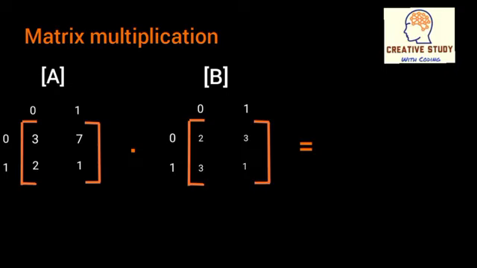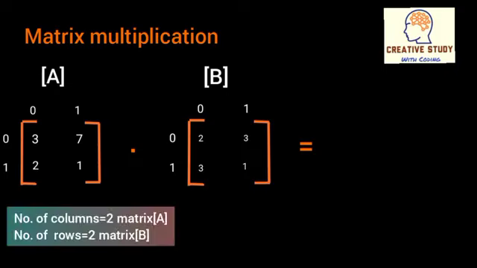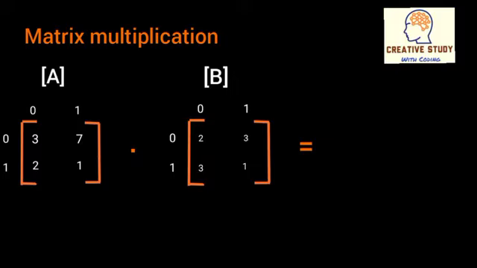Here in this example, after checking condition number 1, we found that the number of columns is 2 in matrix A and the number of rows is also 2 in matrix B, which satisfies condition number 1. So now we can proceed with matrix multiplication. For matrix multiplication, the first row will be multiplied with the first column, then we'll sum them up.